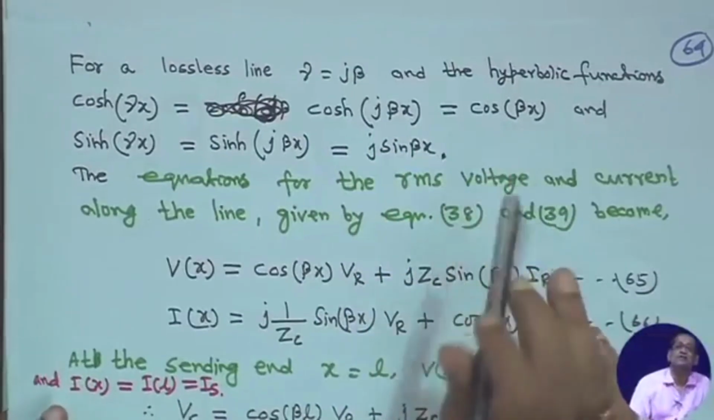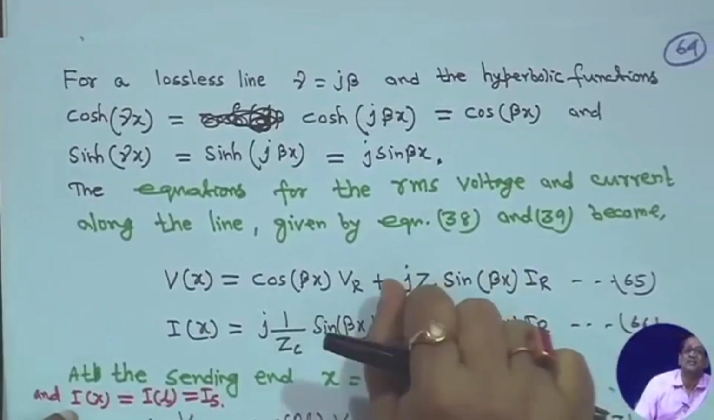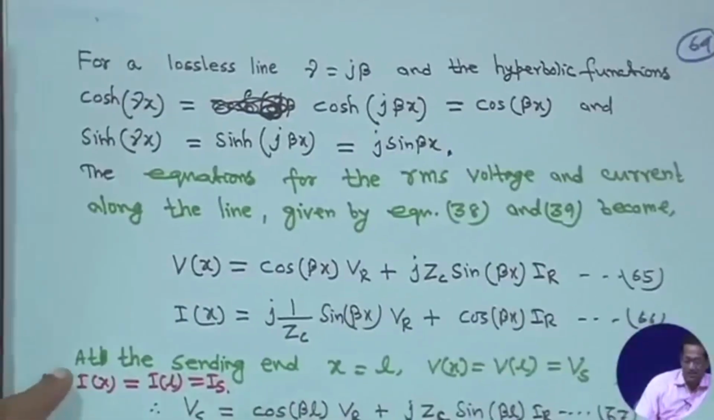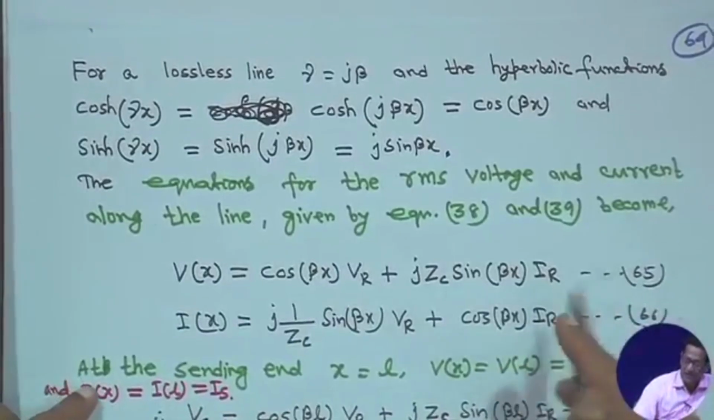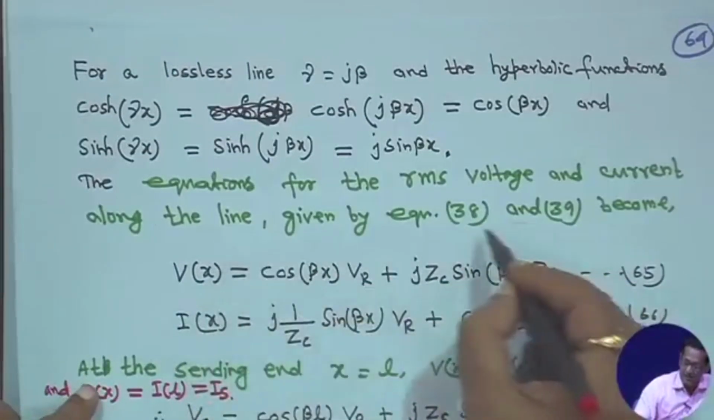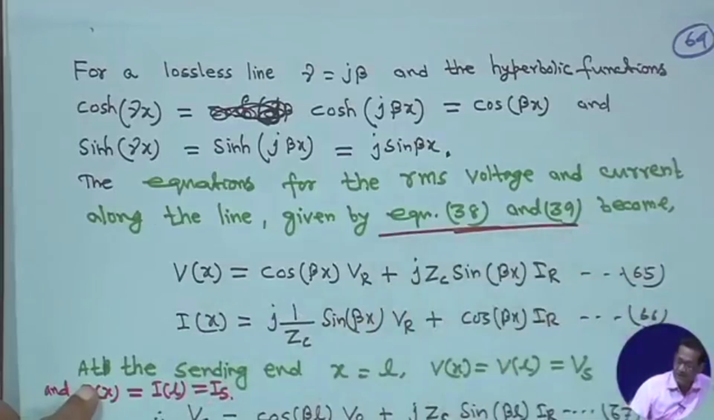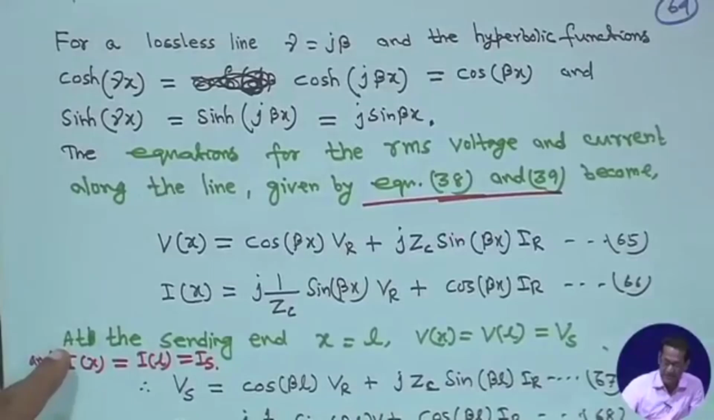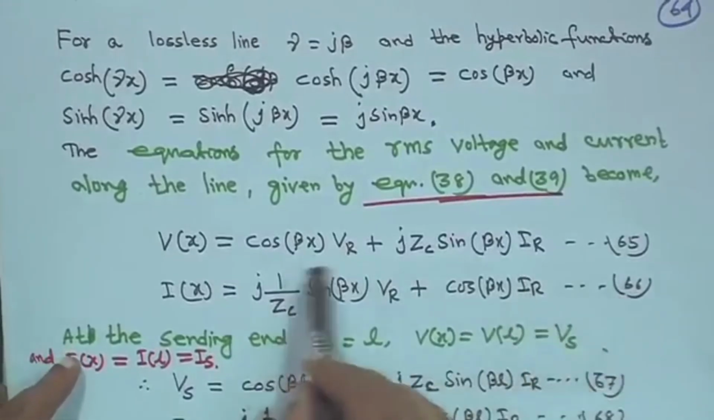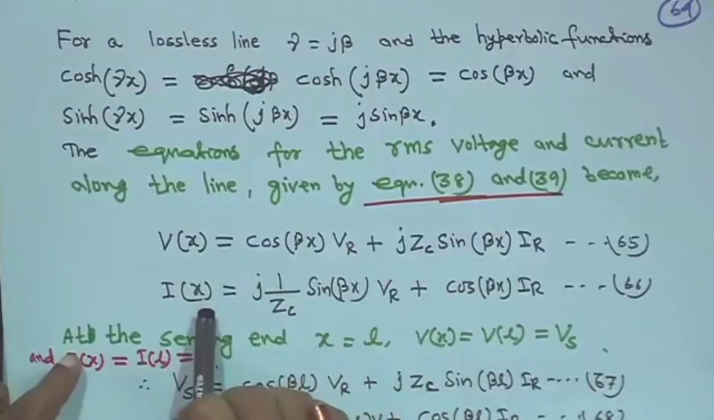Details are given while developing the long transmission line, so not showing it here, understandable. The equations for the RMS voltage and current along the line are given by equations 38 and 39. Rewriting these two equations here.